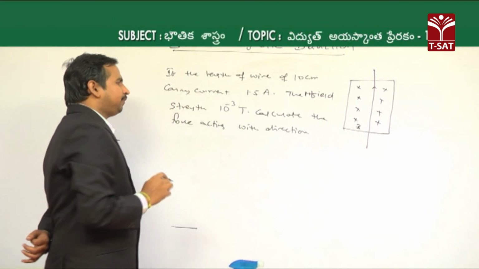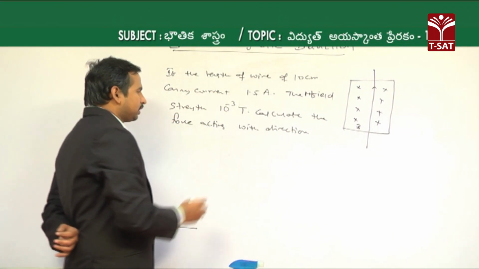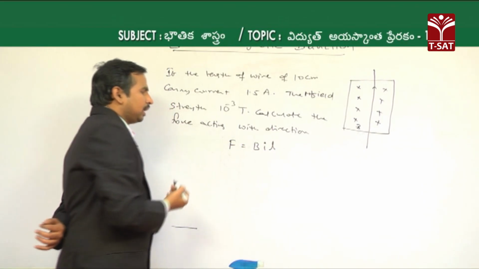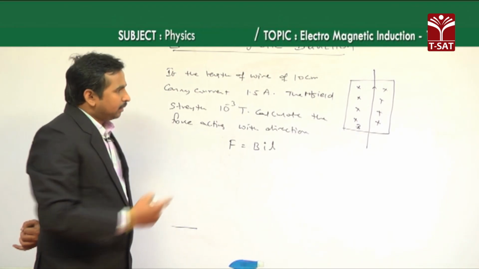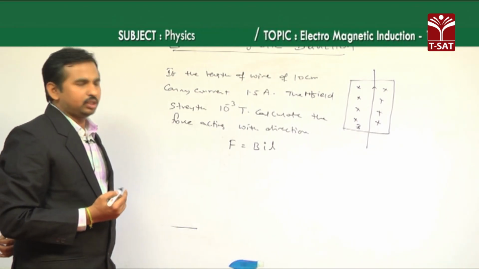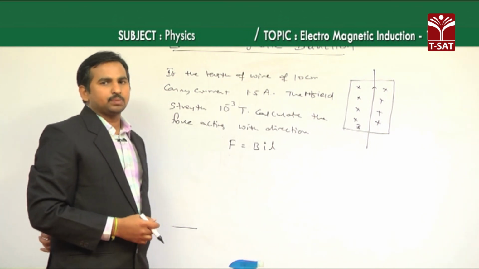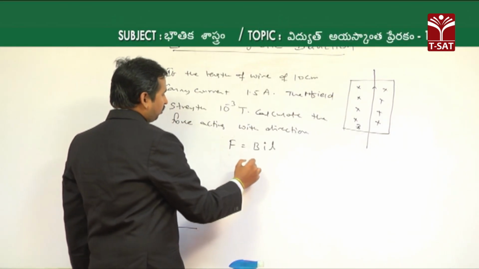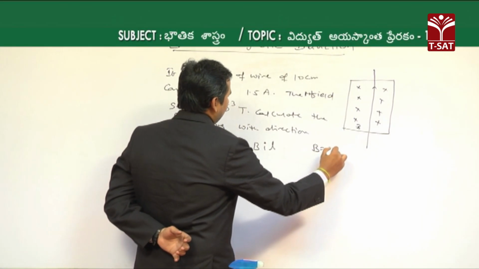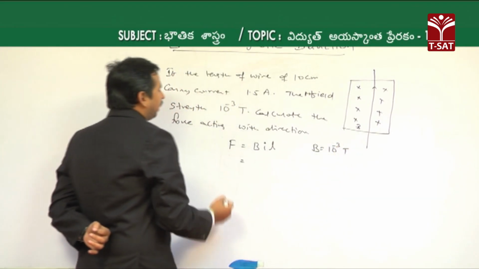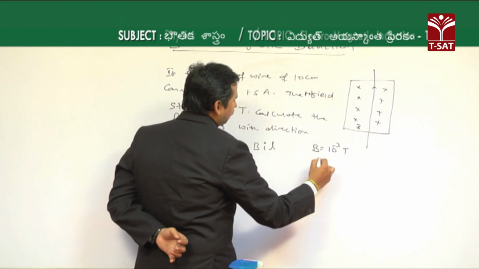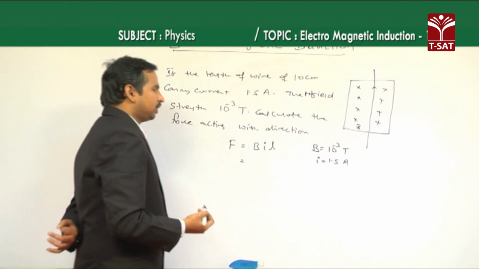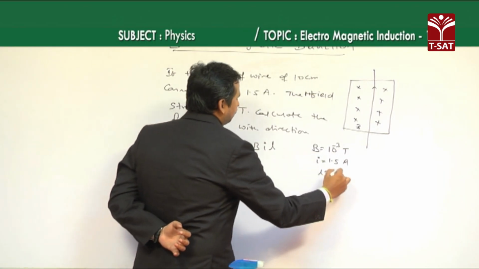Okay. Now, the formula we already know is force F is equal to B into I into L. As F is equal to BIL, because here I am taking both as perpendicular to each other, that is why the maximum force is acting. And the B value is already given, B is equal to 10 power minus 3 Tesla, the current is I is equal to 1.5 amperes, and the length is L is equal to 10 centimeters.